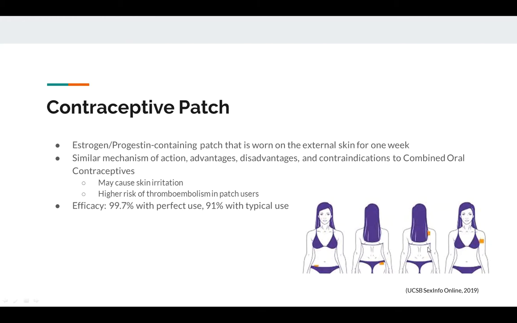The contraceptive patch works very similarly to the combined oral contraceptive, except that it sticks on the skin. Leave it on for a week at a time, so you'll use 3 of them a month, and then you take off the patch for your period. Basically the same risks as the combined, except a higher risk of thromboembolism. Very effective, can cause skin irritation.